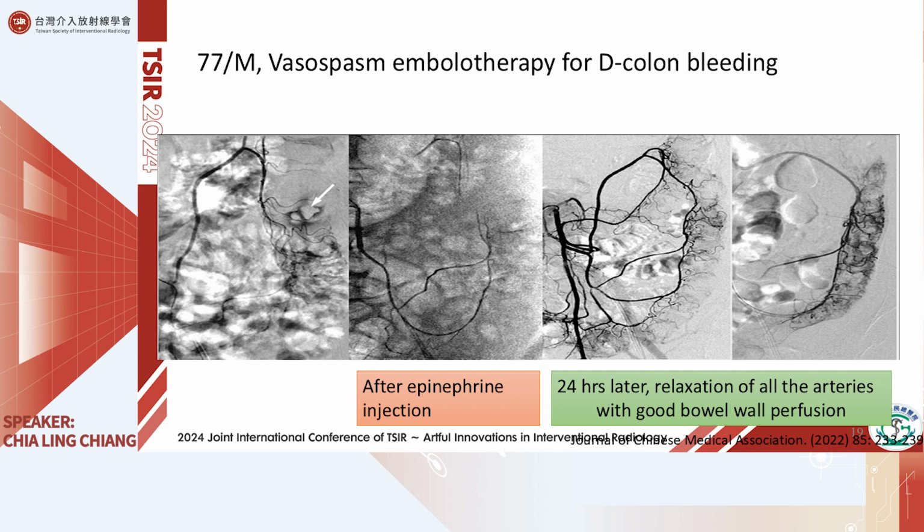In another case, the patient has active extravasation at the descending colon. We inserted our catheter into the descending colon branch. After epinephrine injection, all the marginal arteries and the vasa recta show extensive vasospasm, and the bleeding stopped immediately. 24 hours later, relaxation of all the arteries with good bowel wall perfusion was seen.